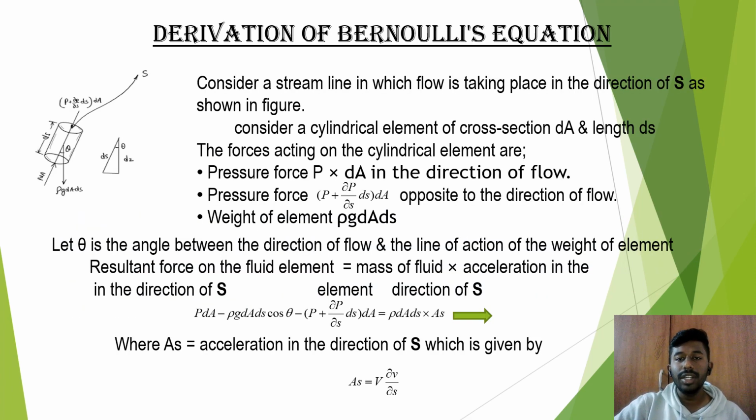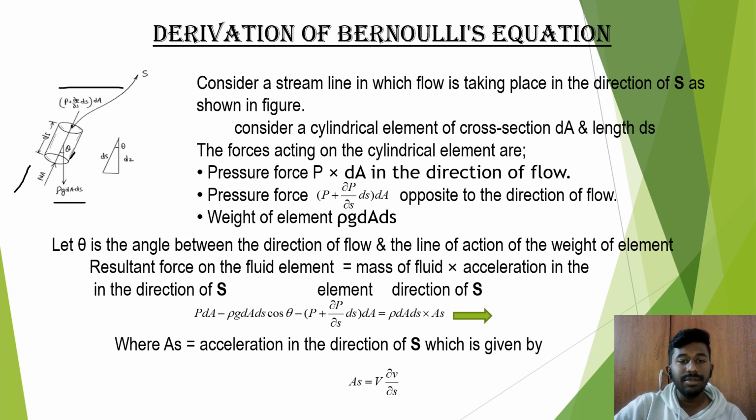Consider a streamline in which flow is taking place in the direction of S, shown in the figure. Consider a cylindrical element of cross section dA and length ds. The forces acting on the cylindrical element are the pressure force P into dA in the direction of the x-axis, the pressure force (P plus dP by ds into ds) into dA in the opposite direction, and the weight of the element, rho into g into dA into ds. Let theta be the angle between the direction of flow and the line of action of the weight of the element.